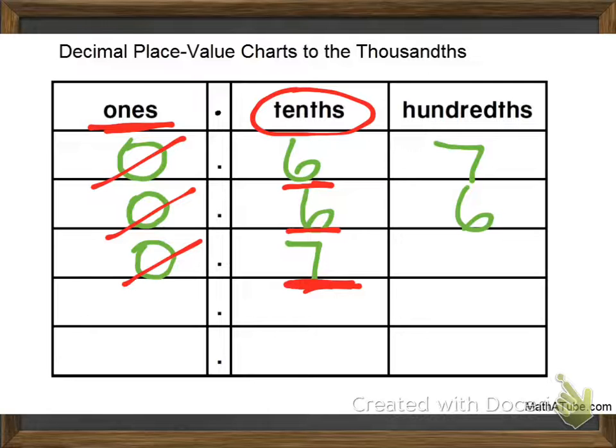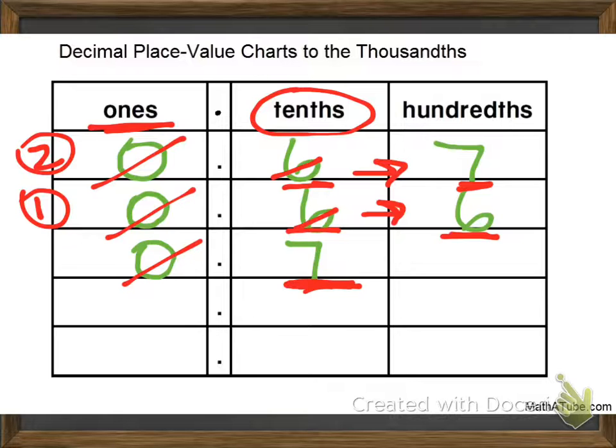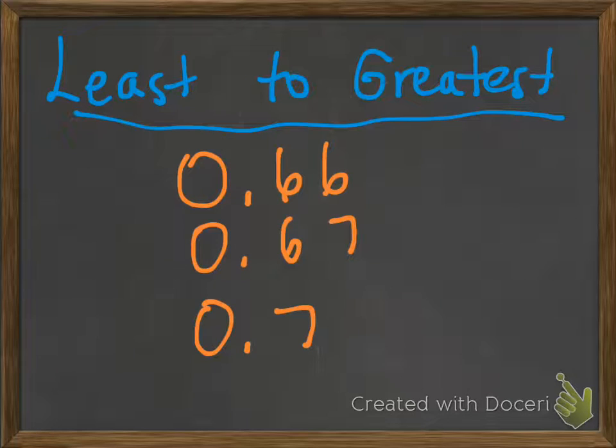So since these are the same, we can cross these off, and then we go to our hundredths place, and we have 6 and 7, and 6 is our smaller number. So our smallest here is this one, so this would be our first, our smallest, our least. Our next one would be this one, and then our greatest would be this one. So from least to greatest, we have 66 hundredths, and then 67 hundredths, and then 7 tenths.